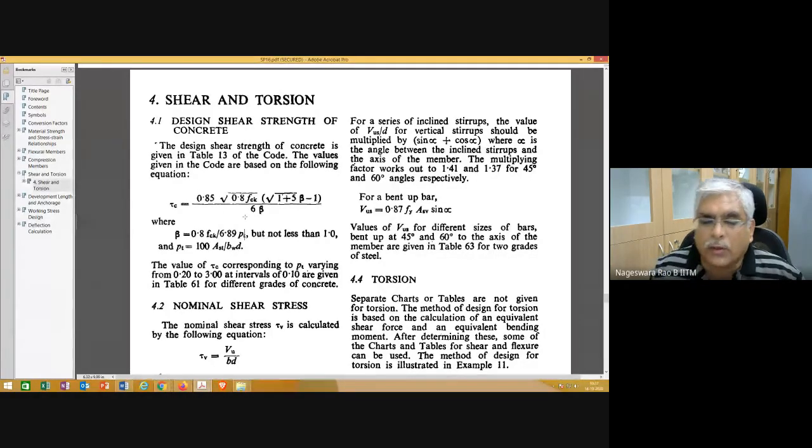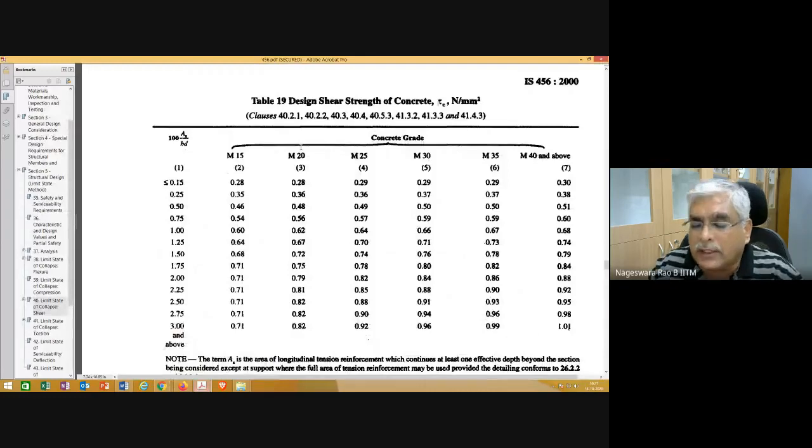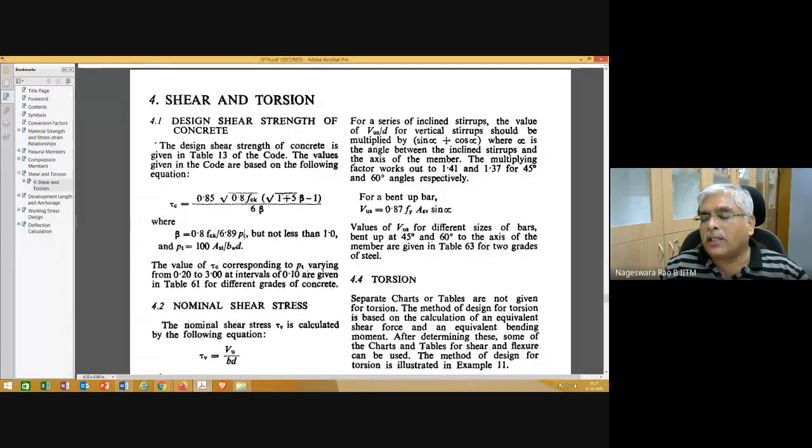Reading from the table was needed when there was no digitization or computational power. Suppose you are designing and analyzing by generating Excel sheets or some other program. You don't need to read this table; you can directly code this equation, which is a function of your grade of concrete and percentage of tensile steel. Any questions?